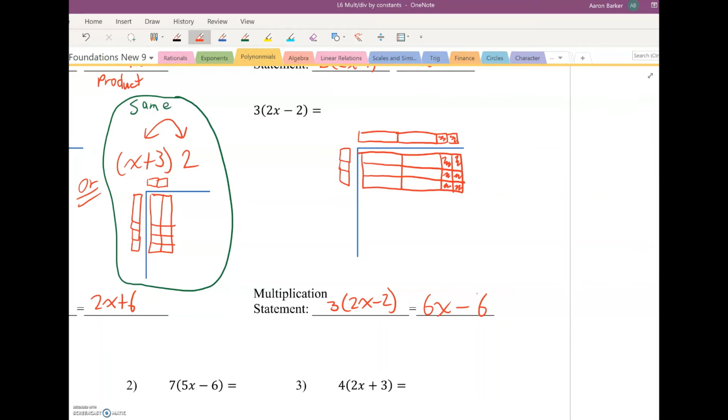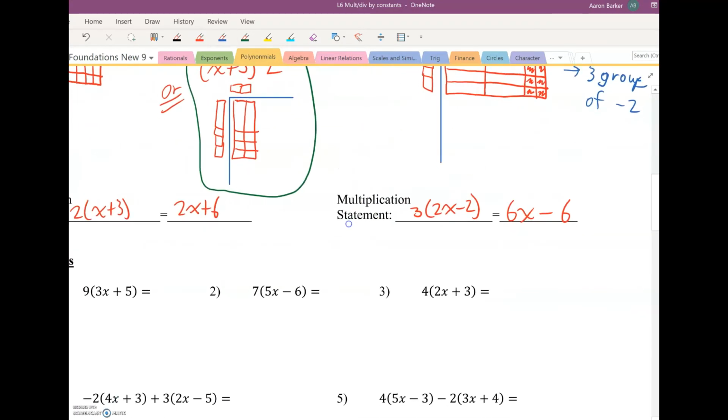So to do this without tiles, you have to remember how this works. This again is 3 groups of 2x and 3 groups of negative 2. If you keep that in mind, that's a proper distribution. Really what we're doing then is multiplying those 2 parts. 3 times 2x and 3 times negative 2.